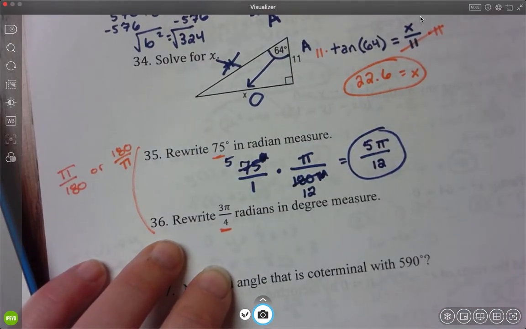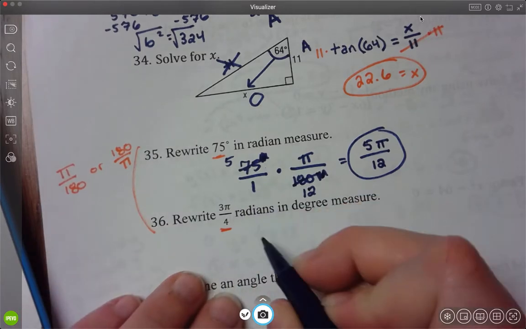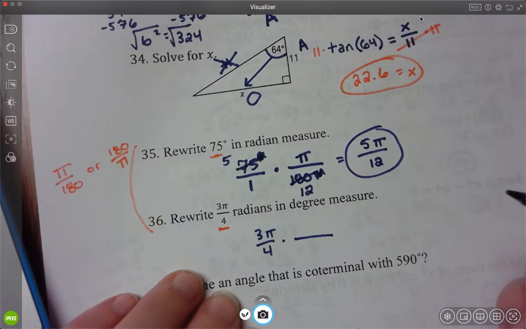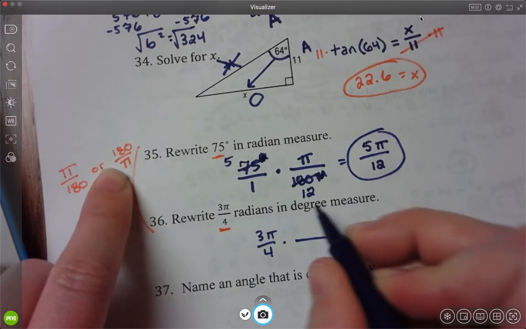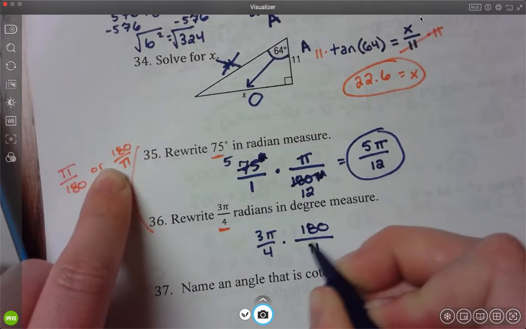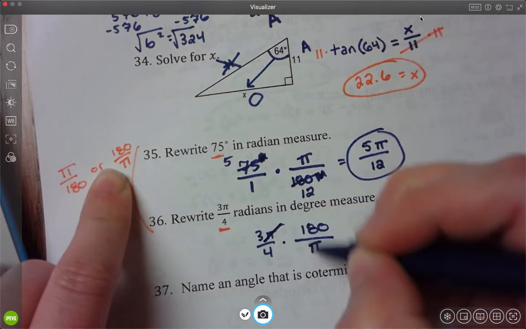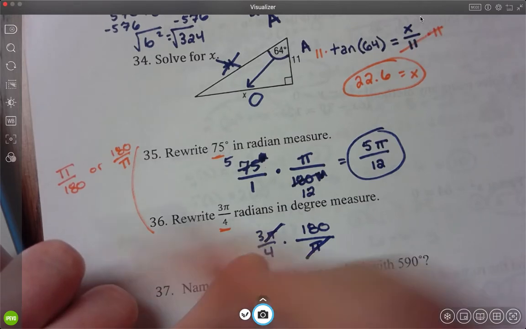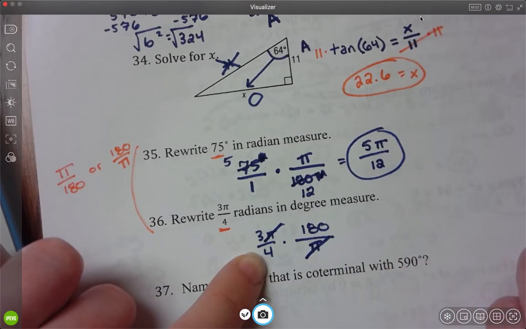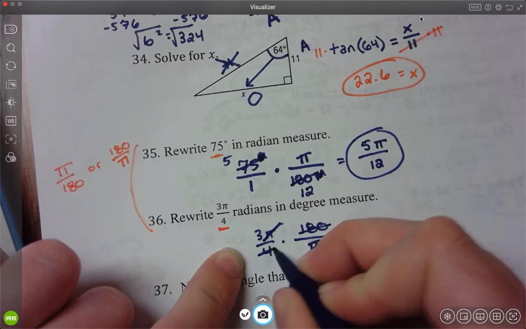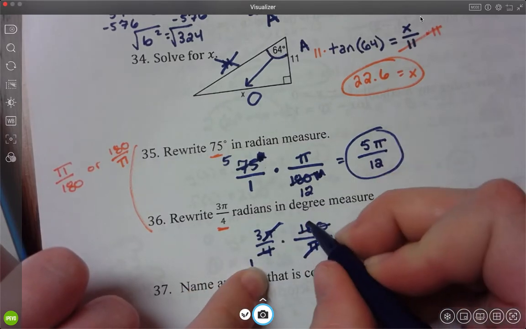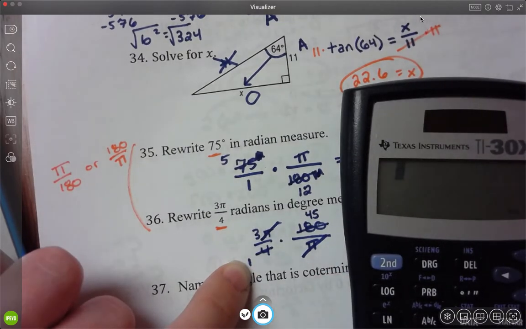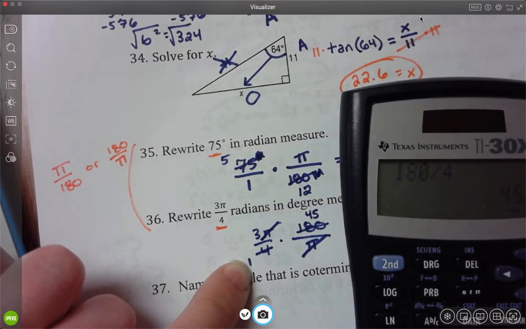Okay? All right, 36, same way. We're going to do 3 pi over 4, but in this case, I want the pi's to cancel out. So I'm going to use 180 over pi, and the pi's will cancel with each other because one's on the top, one's on the bottom, right? And then I can reduce the 4 and the 180. 180 divided by 4 is 45, yes.